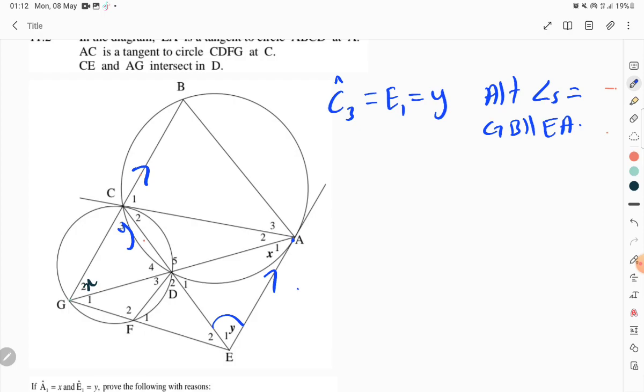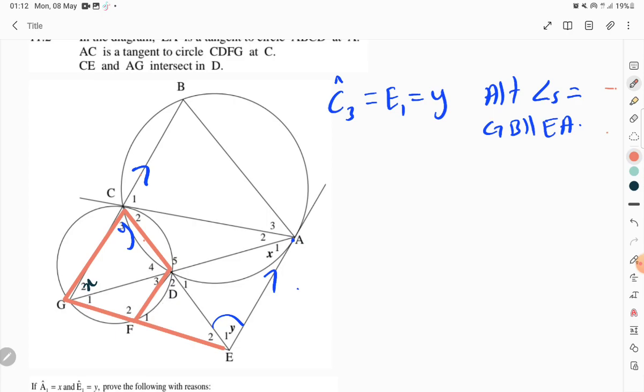Then let's check the information about F1. How can F1 be equal to C3? Well, everyone can see that this F1 is actually the exterior angle of this cyclic quadrilateral over here. So this F1 is actually the exterior angle if we extend the line over there. This F1 is going to be equal to Y as well.